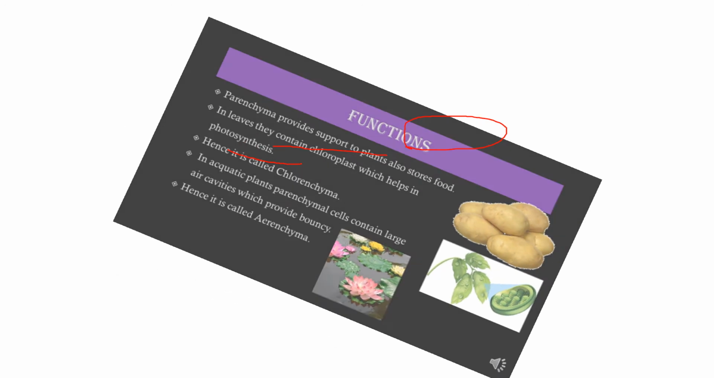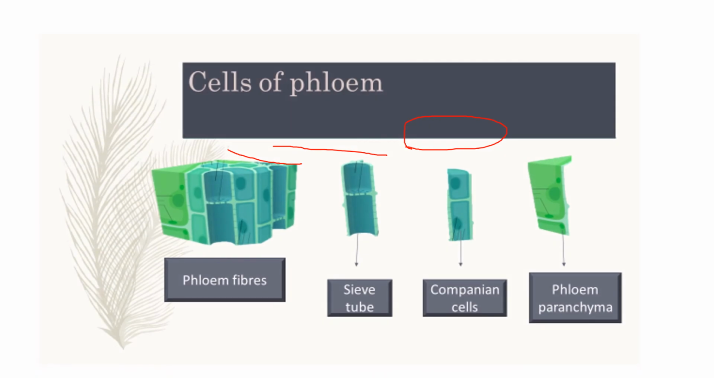So now come to the phloem tissue. First is sieve tubes, which only transport food. Companion cells are always attached to the sieve tubes and help in transportation of food. The remaining one is phloem parenchyma. Just now we saw that the function of parenchymal tissue is to store food. So that is why the answer to our question is phloem parenchyma. Phloem parenchyma stores the food.